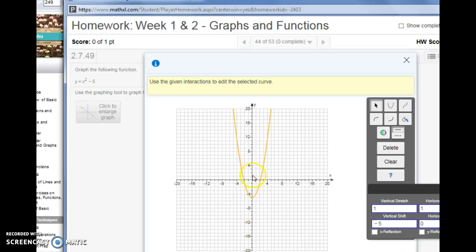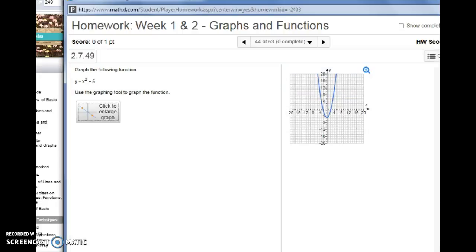And when I hit enter, it shifted it down 5. And so that's the only transformation done to this graph. So we're done, and that's our final answer. If there were additional numbers in here shifting it, we would have to maybe do a shift or a stretch, do some more in there. But that's all we need to do. Move it down 5, and that's our answer.